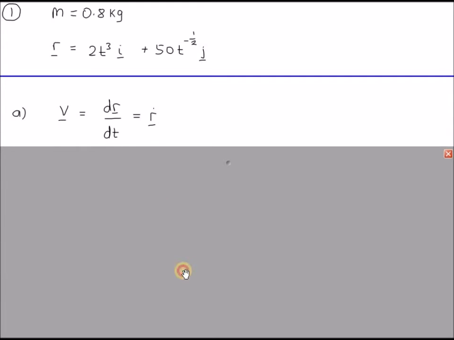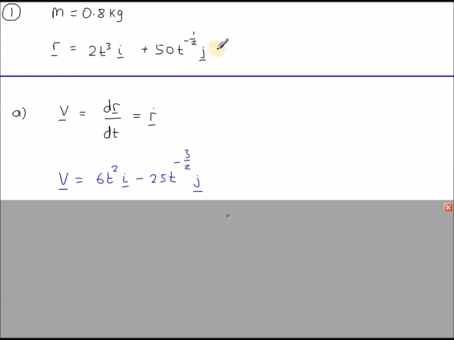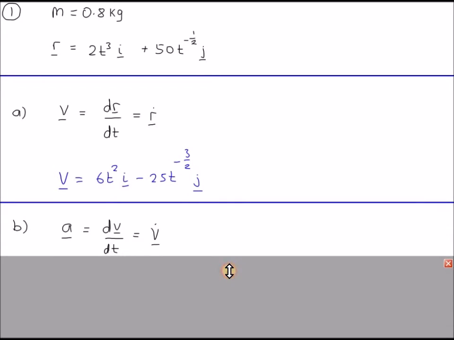So part A, velocity, dr by dt, or r dot for short. So to differentiate the position vector, we start with the i component. So 2t cubed is differentiated to give 6t squared times i, and then we take the j component, differentiate to get this, times j.